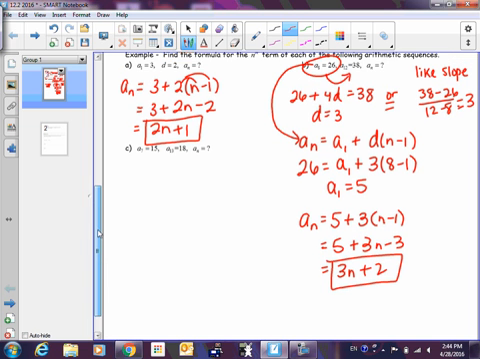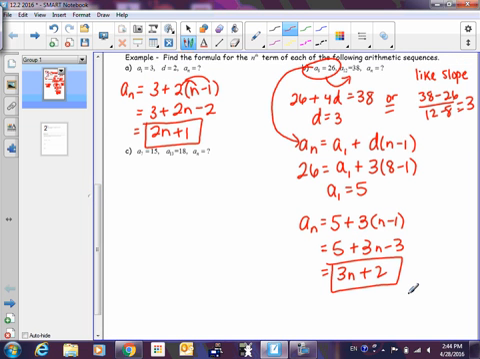Okay, that was a lot of steps, lots of chances to make mistakes. So here's what I would suggest you do. Use either of the terms. I'll use this term. If a sub 12 should equal 38, then I should be able to plug in 12 right here, and I should get 38. So double check that. Let's make sure we got a good formula. Is 3 times 12 plus 2 38? Yes, it is. So that's a way you can kind of check your work.